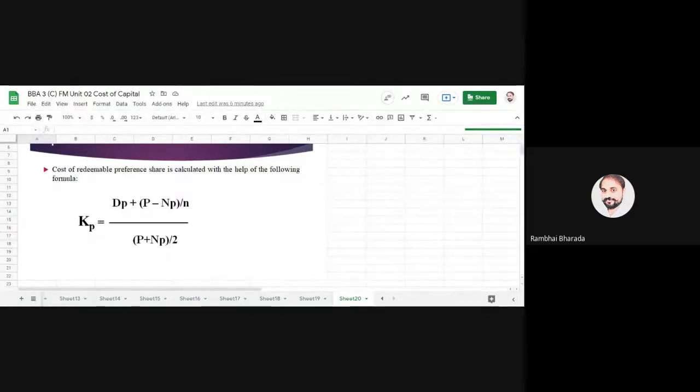वापस एक बार रिपीट करो. Kp is equal to DP plus, in bracket, P minus NP upon N, and entirely divided by P plus NP upon 2.